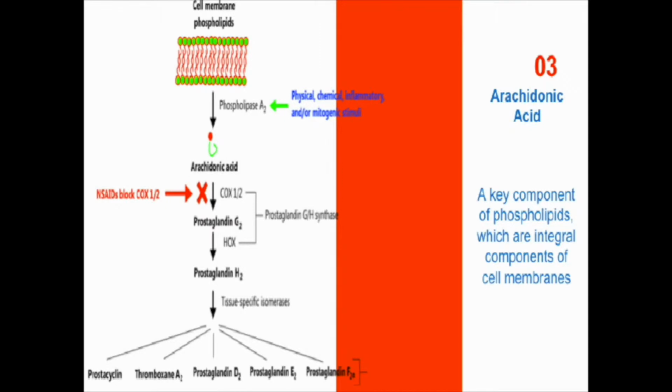Arachidonic acid is an essential fatty acid which is consumed in small amounts in our regular diets. It is considered an essential fatty acid because it is an absolute requirement for the proper functioning of the human body. Essential fatty acids such as arachidonic acid are polyunsaturated fatty acids and are key components of phospholipids, which are integral components of cell membranes. Arachidonic acid specifically gives rise to a group of important regulatory molecules called eicosanoids.